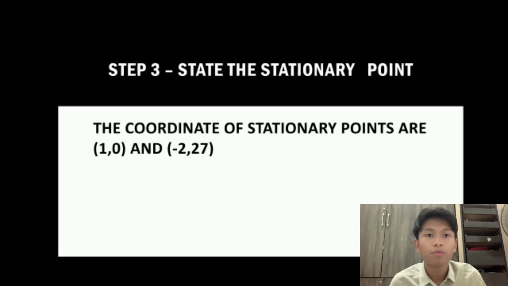Step 3, we must state the coordinates of the stationary points. So the coordinates of the stationary points are (1, 0) and (-2, 27). Let's move to the next step.